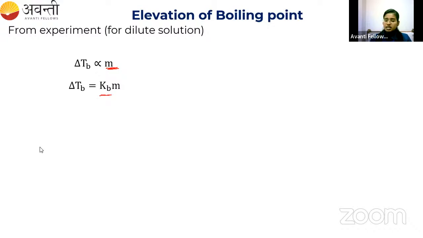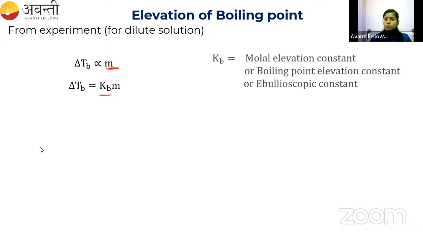This Kb has three names. The first name is molar elevation constant. Second name is boiling point elevation constant. Third name is ebullioscopic constant. So how many names does this Kb have? Three names: molar elevation constant, boiling point elevation constant, or ebullioscopic constant.